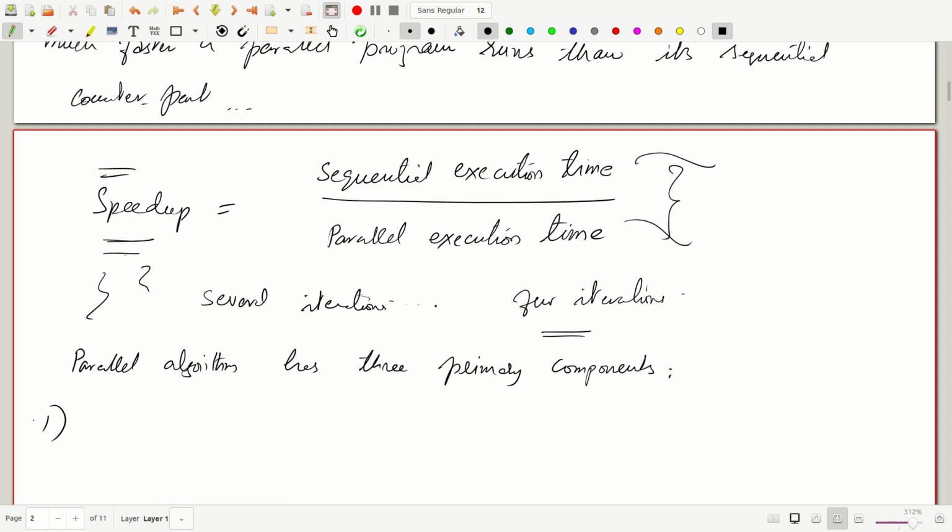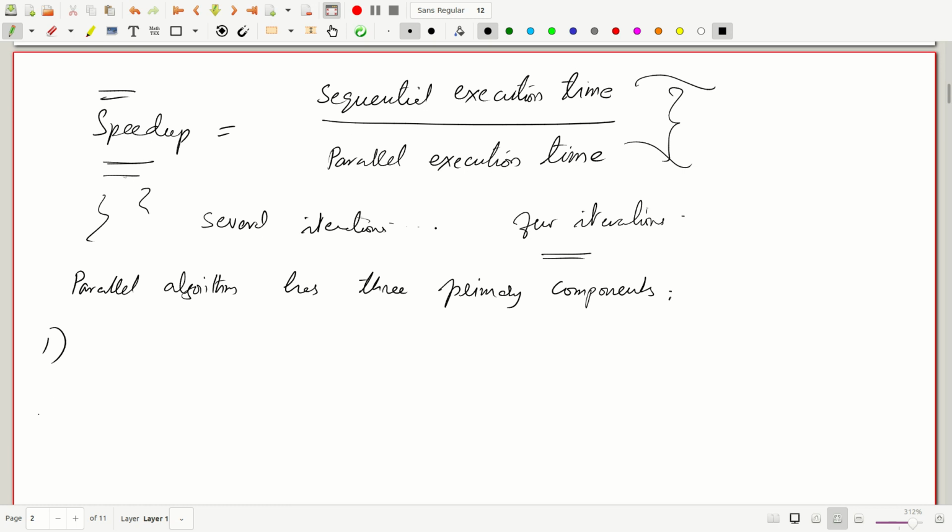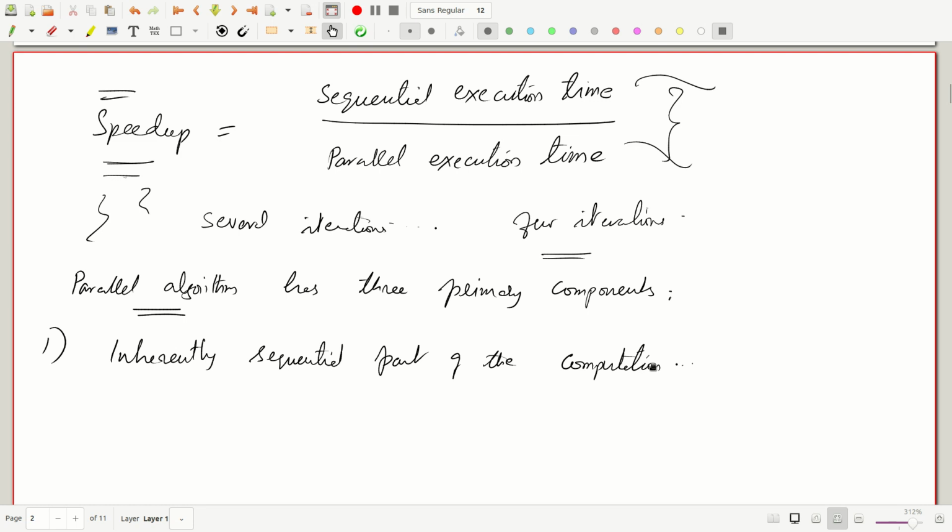Right, so the first one is that the parallel algorithm might have some part of the algorithm that inherently needs to be run in a sequential manner. So basically you would have an inherently sequential part of the computation, right? Say, for example, you have to read from a user or write to a particular file and things like that. Those are all sequential activities, and they ought to be run in a serial or sequential manner, even in a parallel environment. Okay, so that is the first component.